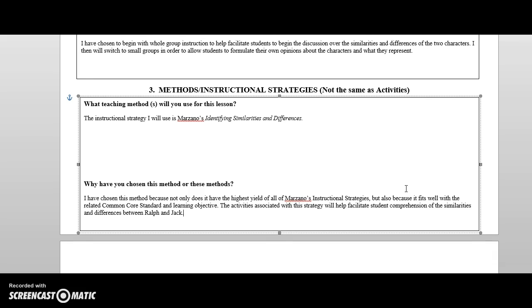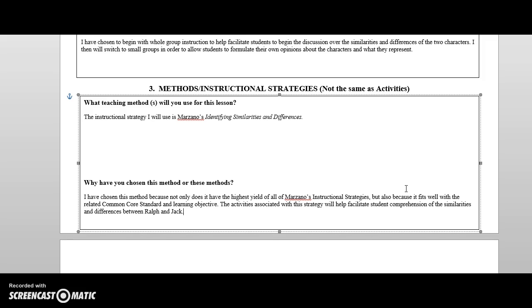Why have you chosen this method? I've chosen this method because not only does it have the highest yield of all of Marzano's instruction strategies, but also because it fits well with the related Common Core Standard and learning objective. The activities associated with this strategy will help facilitate student comprehension of the similarities and differences between Ralph and Jack.